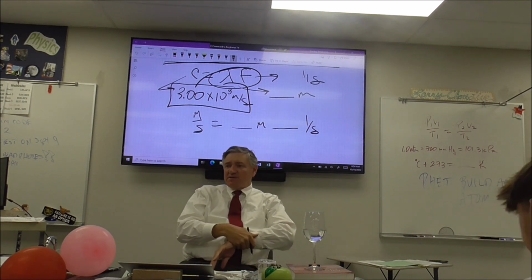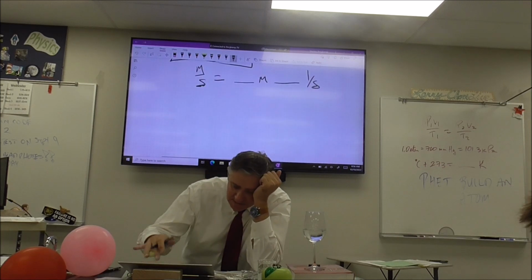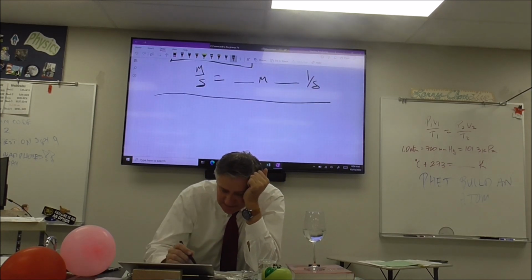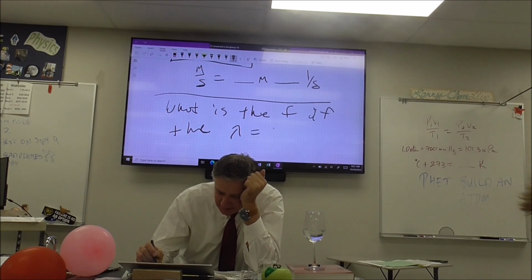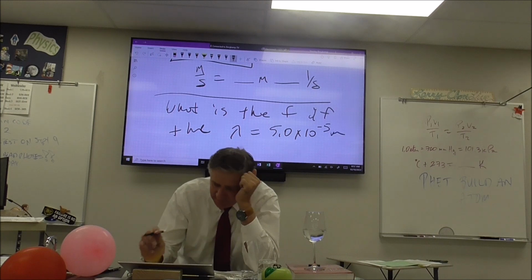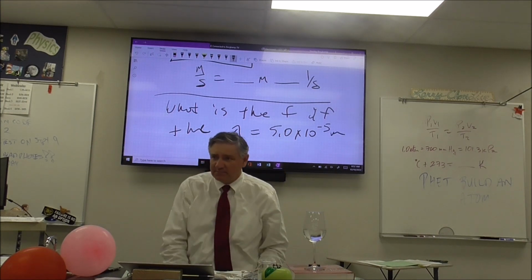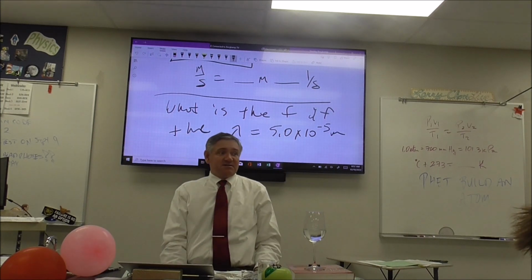So here's how this plays out. I would give you something like this. What is the frequency if the wavelength equals 5.0 times 10 to the negative 5th meters, which is pretty small, okay? That's very much less than a meter.